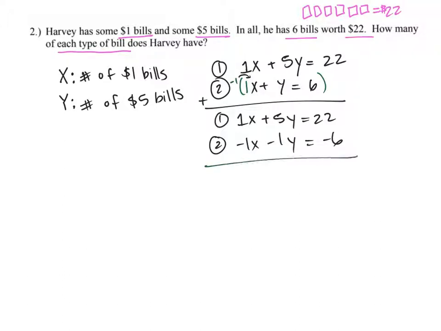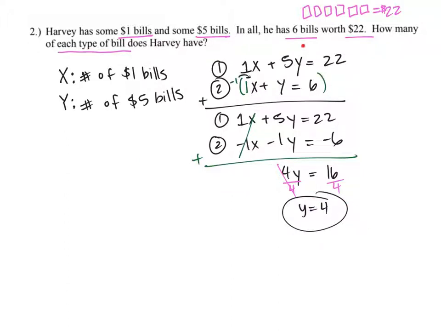If I add these two equations, I notice that the x's cancel because I deliberately set it up that way. The 5 and the 1, 5 plus -1 is 4y. And then 22 added with -6 is going to give me 16. So if I now notice that y is the only thing here, I can divide by 4. And so y is equal to 16 divided by 4, which is 4. So I have my y. In other words, y here represents the number of $5 bills I have. So I have 4 $5 bills.